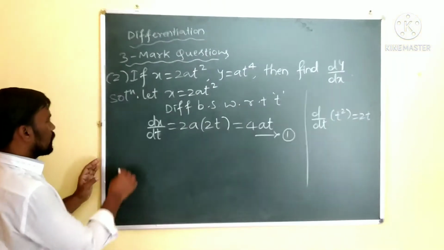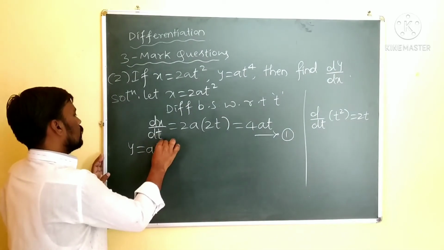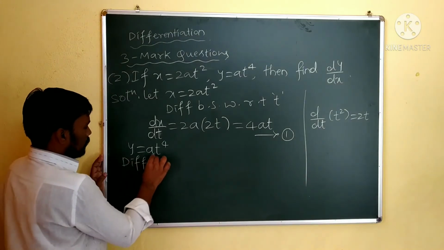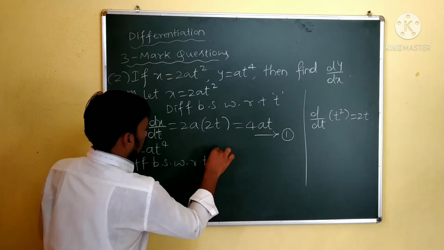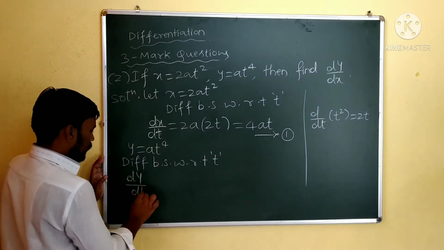And now take the second equation. Now what is that equation? y is equal to a into t to the power of 4. Now again differentiating both sides with respect to t. So derivative of y with respect to t is dy by dt.